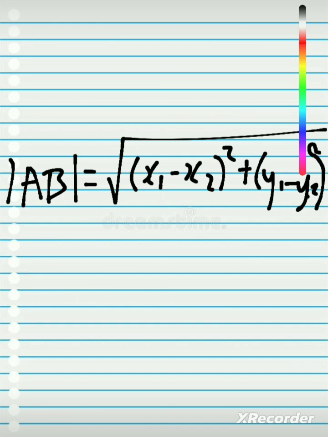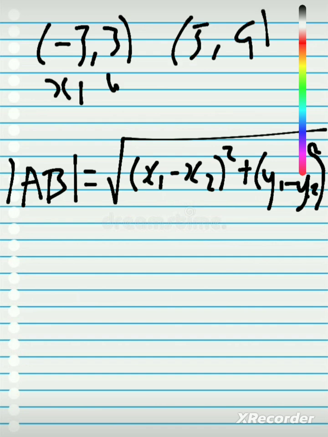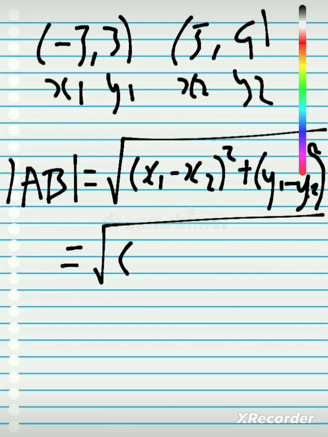Okay, then we have the 2 points, which happen to be (-3, 3) and (5, 9). So this is x1, this is y1, this is x2, this is y2. So it's going to be the square root of x1, which happens to be -3, minus x2, 5, squared, plus y1, which is 3, minus y2, 9, squared.